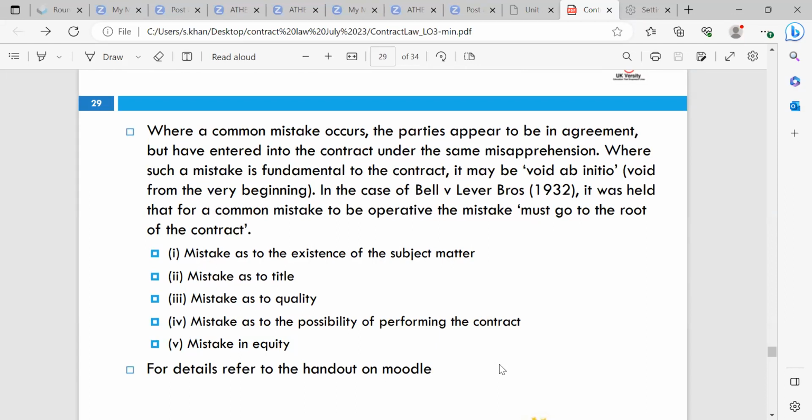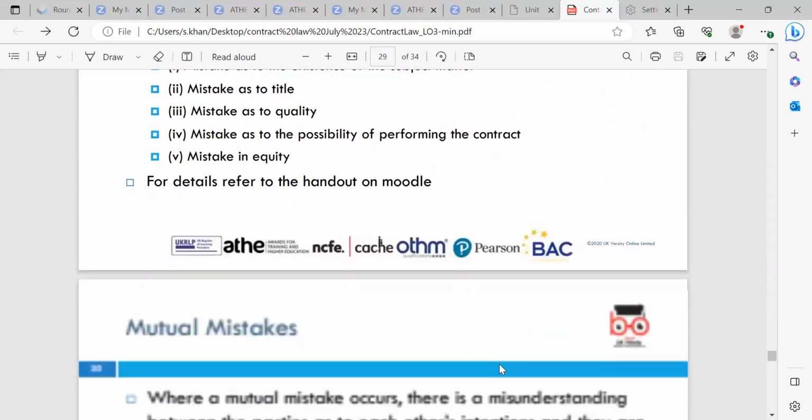Firstly, mistake as to the existence of the subject matter. Secondly, mistake as to the title. Thirdly, mistake as to the quality. Fourthly, mistake as to the possibility of performing the contract. And fifthly, mistake in equity. There are details, additional information and handouts on Moodle for you to have a look at in regards to the issue of common mistakes.